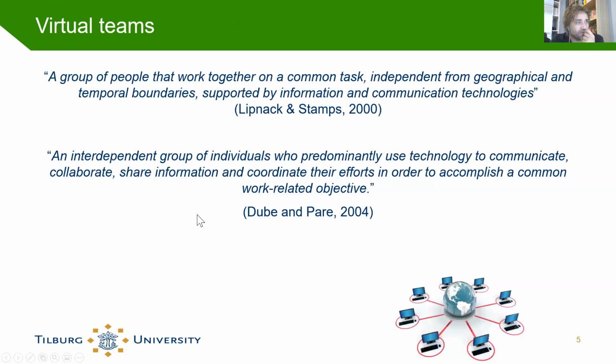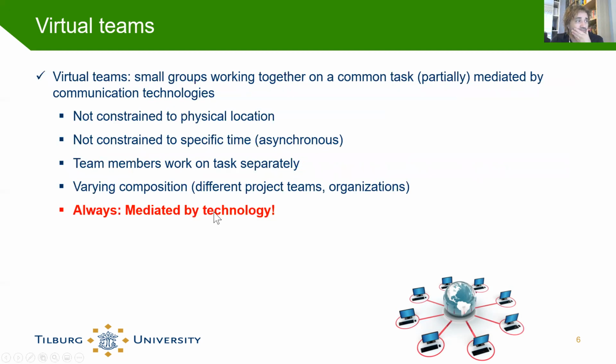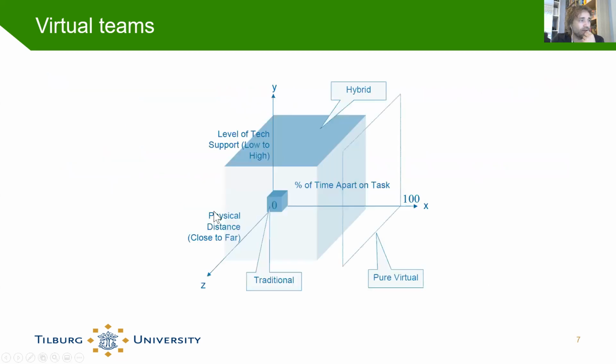So if you see the definition of virtual teams, it's a group of people that work together on a common task independent of geographical and temporal boundaries, supported by ICT, or people who predominantly use technology. There is some kind of a commonality in virtual teams, but the types of virtual teams are widely different. So I think I can better show it with this slide first. Because there are several types of virtualness.